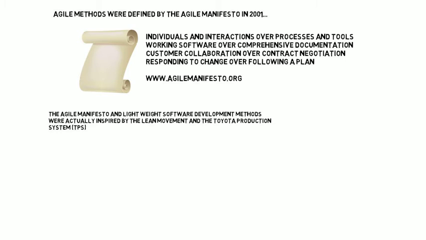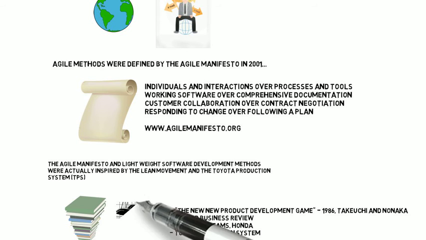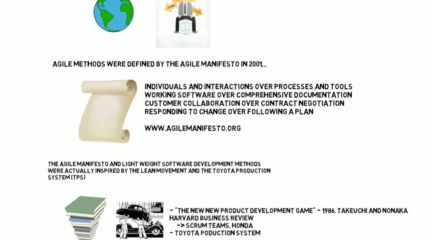The Agile Manifesto and lightweight software development were actually inspired by the lean movement and the Toyota production system. In 1986, there was an article by Takeuchi and Nonaka, "The New Product Development Game," which described, in addition to other things, Scrum, a term from rugby, being used as an idea in the manufacturing of products, and the way that Honda used some of those principles, and the Toyota manufacturing system. So we see the principles and foundations of lean and agile coming from that and the Harvard Business Review article by Takeuchi and Nonaka, and of course the Agile Manifesto, which was signed in Snowbird, Utah in 2001.